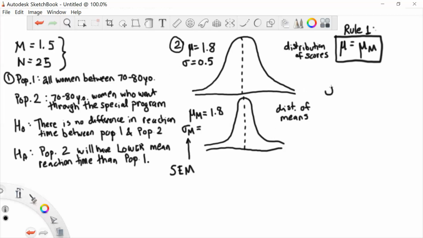So to do this, we need to know the formula for the standard error of the mean. I bungled this last time. I forgot the square root symbol, but please don't do that yourself. So this equals the square root of the variance divided by the sample size of your sample. So to find the standard error of the mean, we take 0.5 and we square it. And then we divide by the sample size that our mean had, 25.